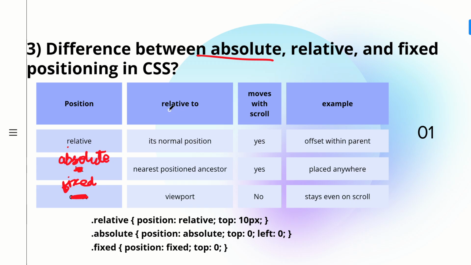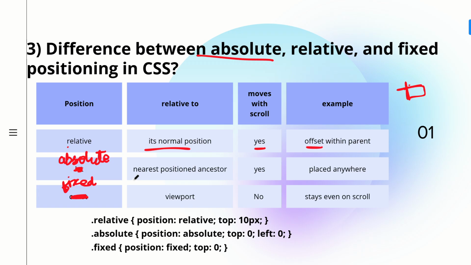So what is relative? Relative is relative to its normal position. That is, if this is the place of your element and you make the position relative, and then you give some top and left, then it is going to be relative to this y-axis and this x-axis. So it's relative to whatever its normal position is. And does it move with scroll? Yes, it moves with scroll. If you have an element and you scroll to the end of your application, then yes, it is going to move with the scroll. Example is offset within the parent.